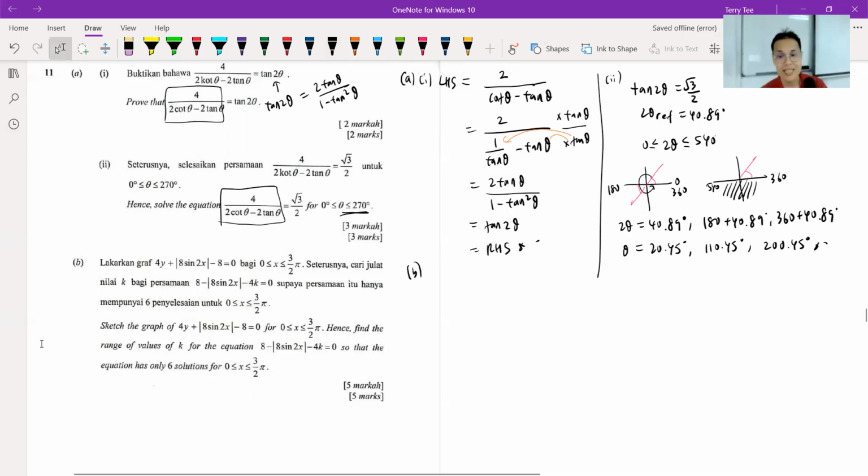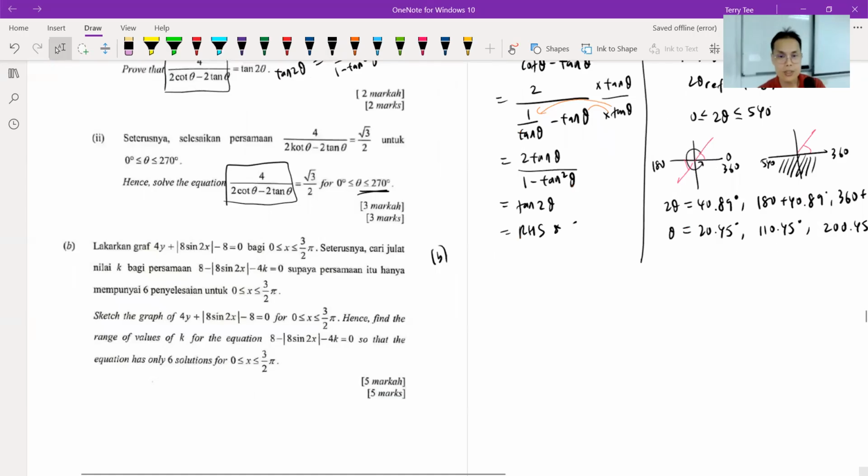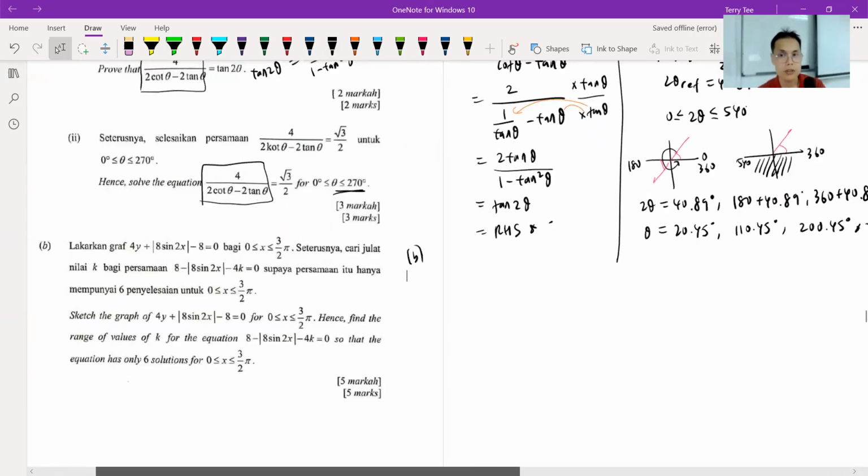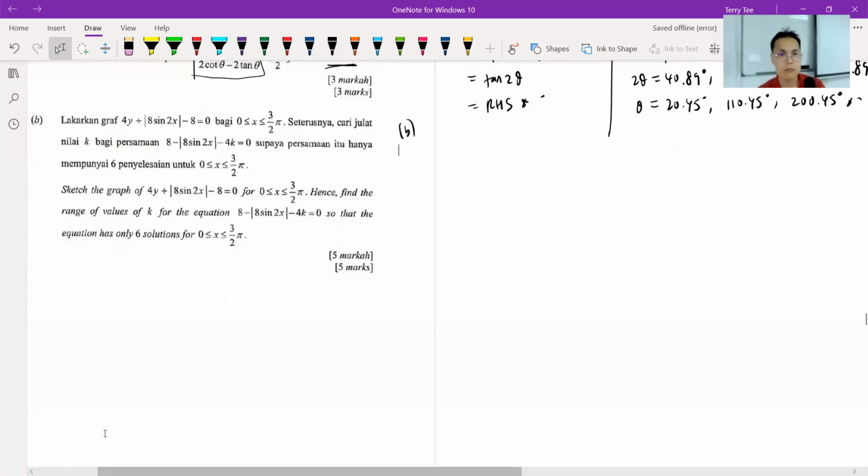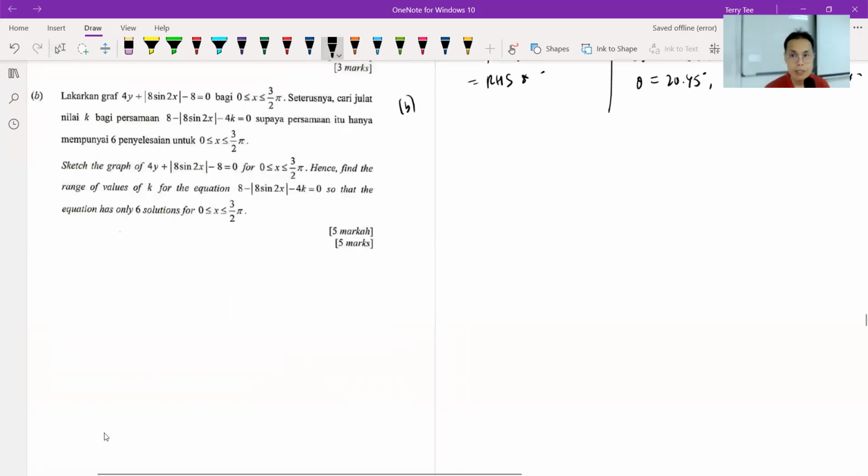Part B, we're now going to sketch a graph. Okay, so for graph sketching, I'm going to move this over here a little bit. I'm going to start off by rearranging this equation. We're supposed to sketch this graph, but let's make y the subject. 4y is now, bring everything to the right, you get negative modulus 8 sine 2x plus 8. Let's divide by 4. When you divide by 4, this is negative 2 modulus 2 sine 2x plus 2.